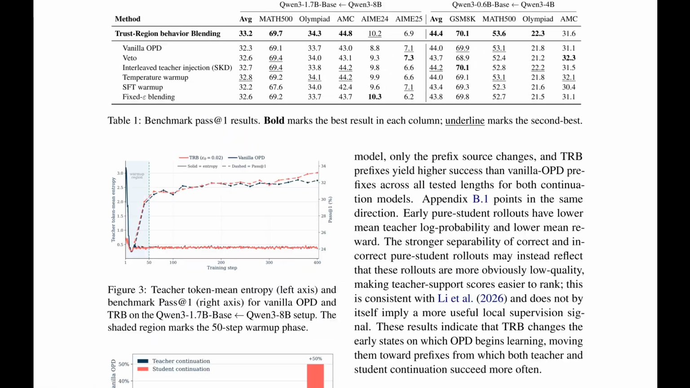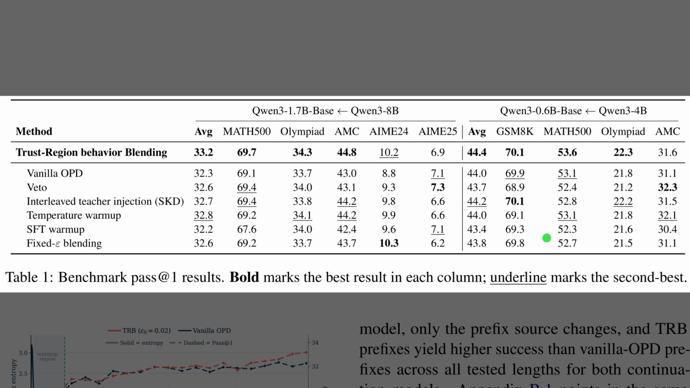Table 1 highlights these advantages by comparing trust region behavior blending against several baselines. The performance is measured using pass at 1, which is the percentage of times the model generates a correct answer on its very first try. For the first model setup, our blending method achieves the highest average score of over 33%. It achieves a similar success on the second setup, leading with over 44% average accuracy because it successfully guides the model through early training without hurting its final policy.